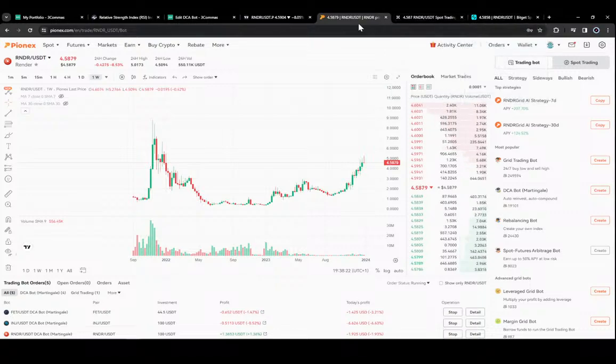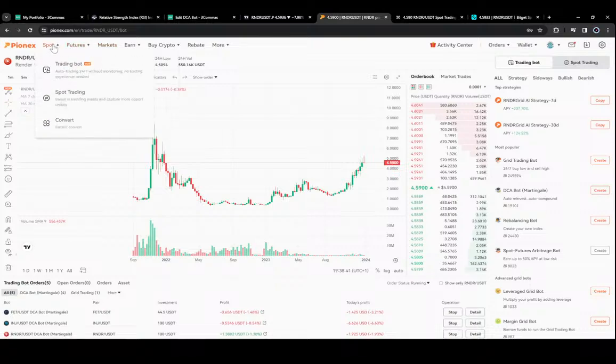Now in Pionex, that's one of the early exchanges that allowed native bot trading. So it had a built-in functionality. And it's a good one. They continue to expand their functionality. So I do recommend it as well.